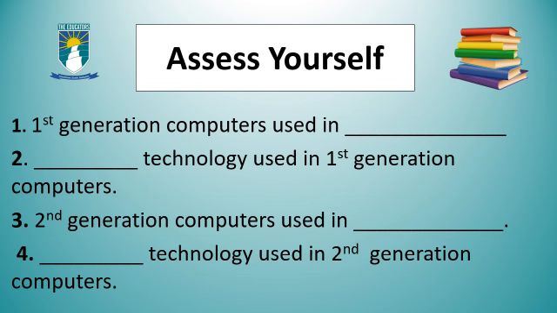First one is: first generation computers used in dash. Second one is: dash technology used in first generation computers. Third one is: second generation computers used in dash. And the last, the fourth one, is: dash technology used in second generation computers. All of you know the answers, so do this assessment properly.